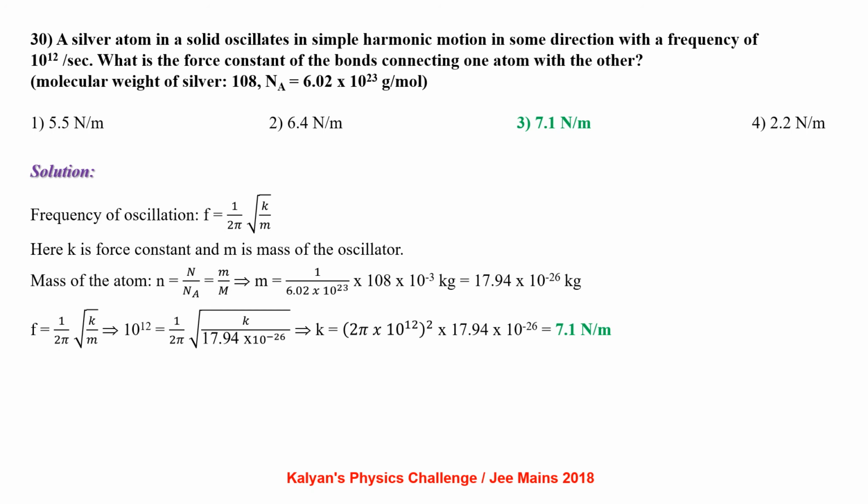Number of moles small n equal to capital N by Na. That is also equal to m by capital M, where capital M is molecular mass. From which we get mass equal to 1 by 6.02 into 10 power 23 into 108 into 10 power minus 3 kg, which comes out to be 17.94 into 10 power minus 26 kg. From there, we can write frequency f equal to 1 by 2 pi root k by m. 10 power 12 equal to 1 by 2 pi root k by 17.94 into 10 power minus 26, which gives us the value of k to be 7.1 Newton per meter.